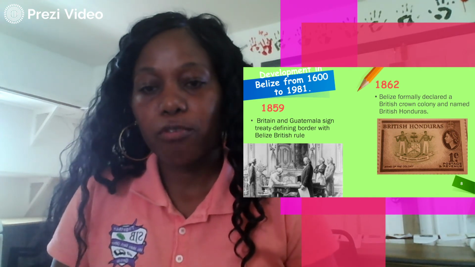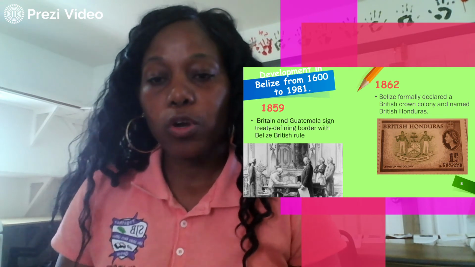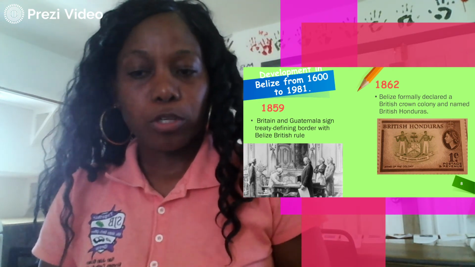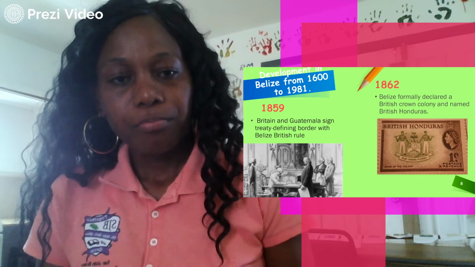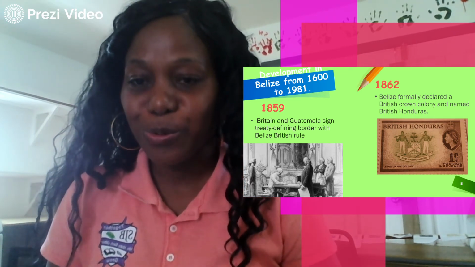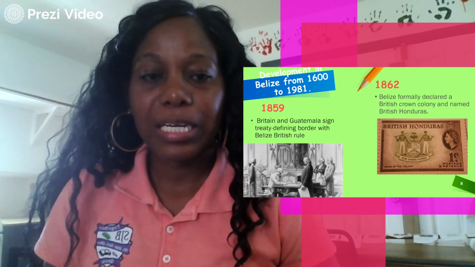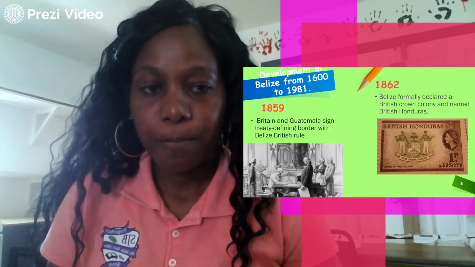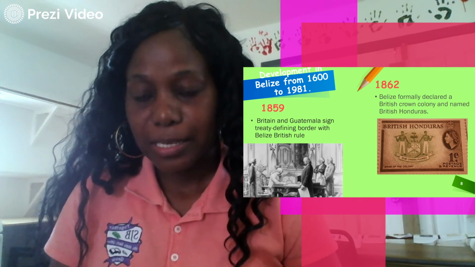If not, continue to read your notes that are being provided, so that when you do your presentation, you are able to explain for me. In 1862, Belize was formally declared a British crown colony and named British Honduras.